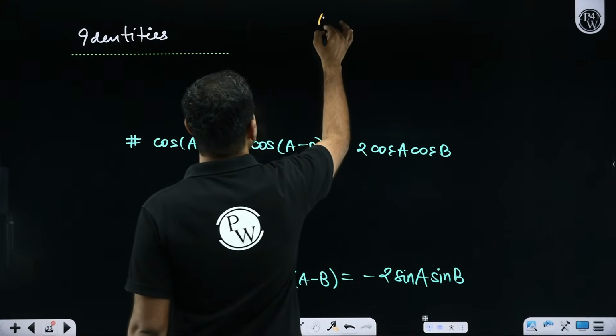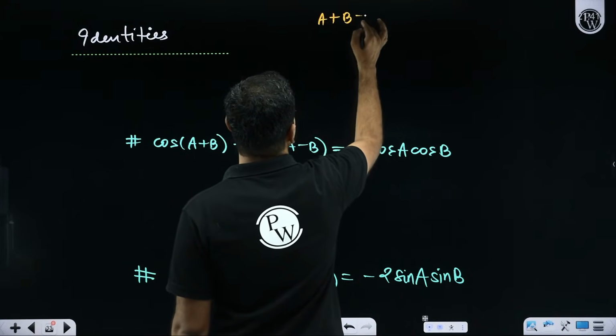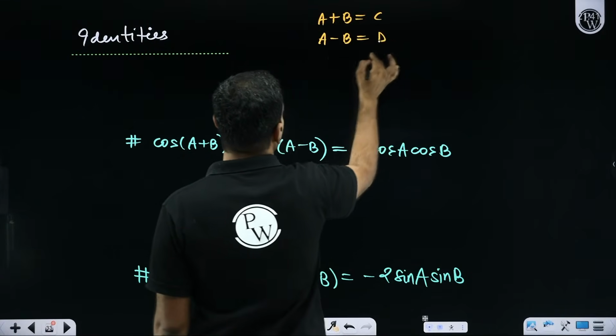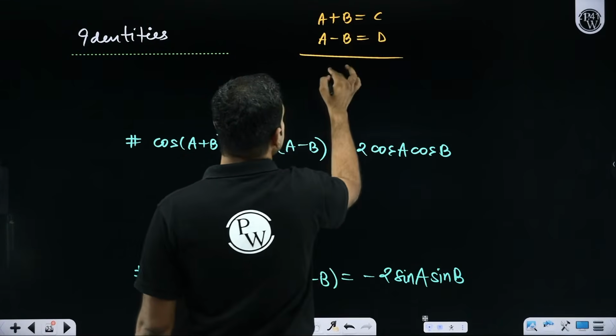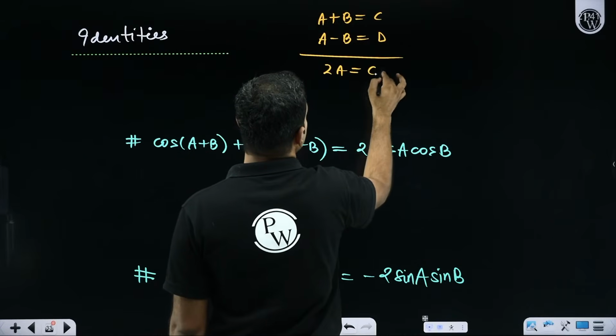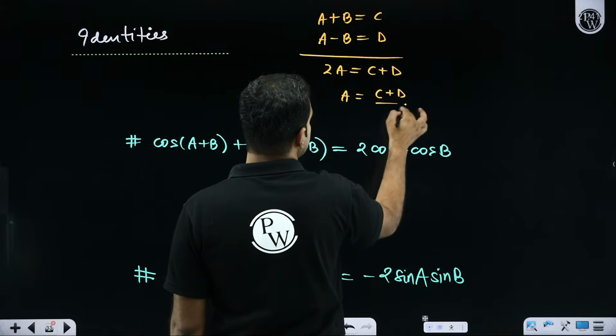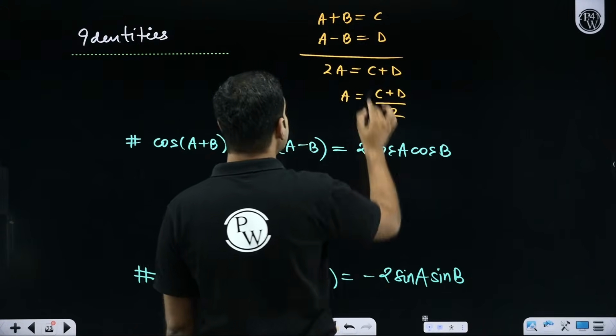Sanjay, I was saying that let's say a plus b I take as c and a minus b I take as d. What if you add both of them? b and b are cancelled. So 2a you receive as c plus d. So a you receive as (c plus d) by 2. Did you get it, Sanjay, my friend?